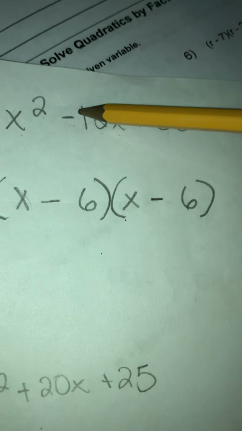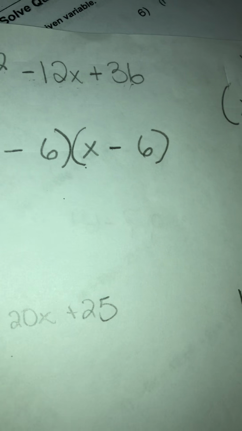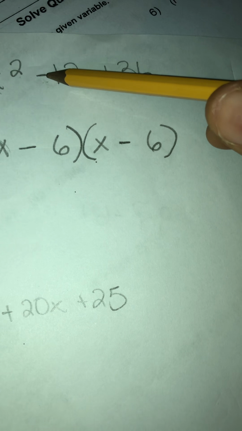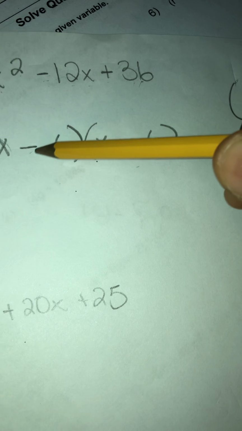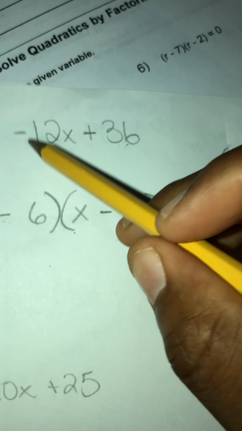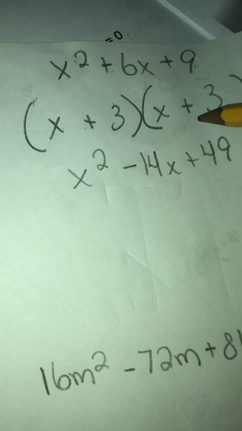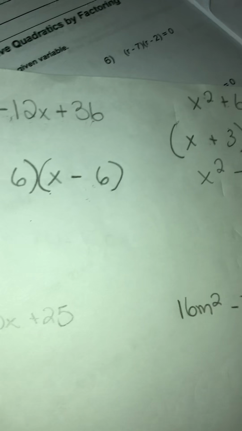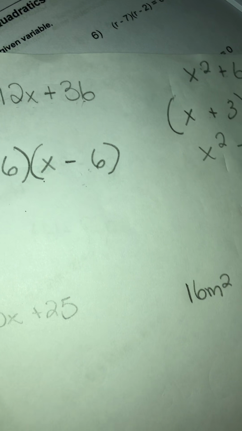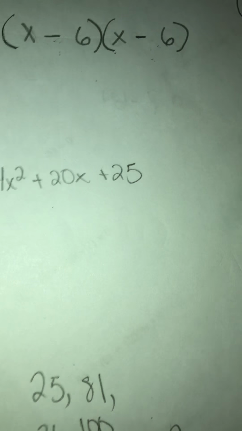So again, notice that I just take the square root of this, I just take the square root of that, and then the sign of the middle number tells me what the sign is going to be in front of the numbers there. So because here it's negative, here it's negative. Because here is positive, these are positive. Now if you want to check your answer, you would again do FOIL, the box method, or distribution of binomials.